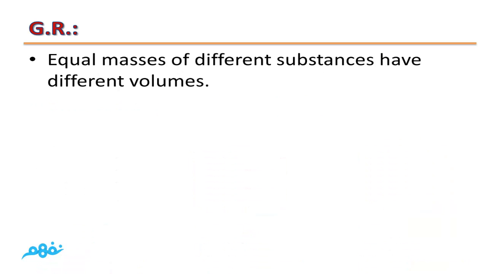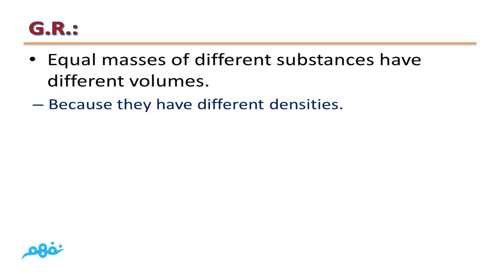The second question: equal masses of different substances have different volumes. The same, but we started with equal masses instead of equal volumes as in the last question, because they have different densities.